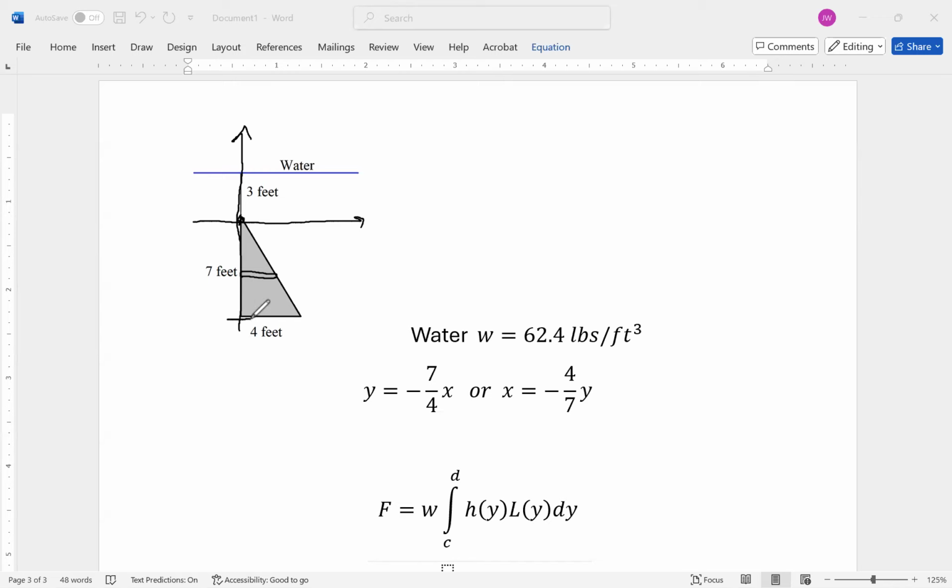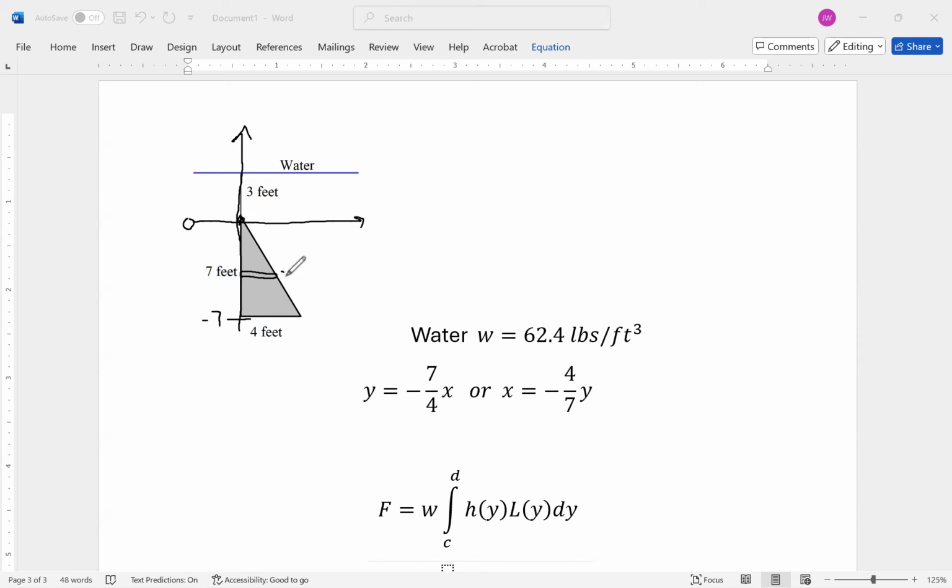Now, the bottom of the triangle is 7 feet under the x-axis. The top of the triangle is right at the x-axis. So when we integrate, we're going to go from a negative 7 up to a 0. So that's y equals negative 7 to y equals 0.